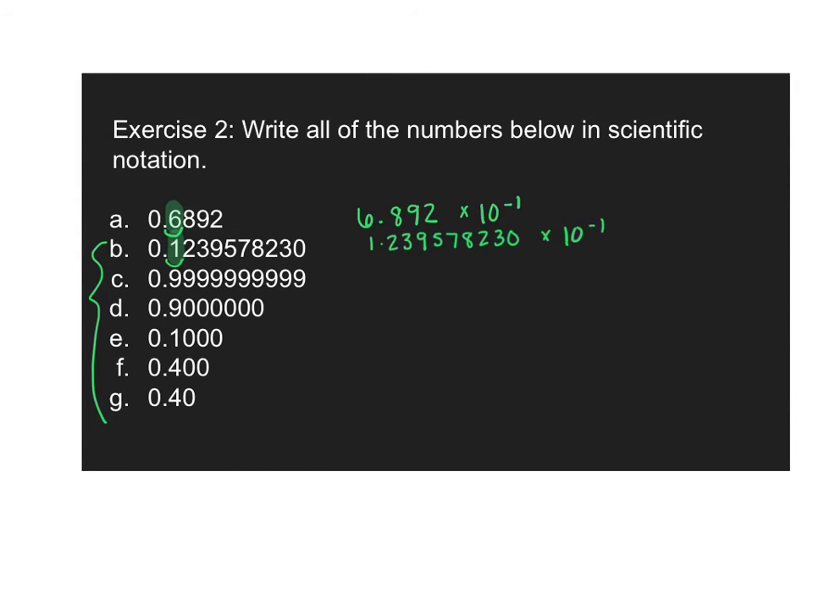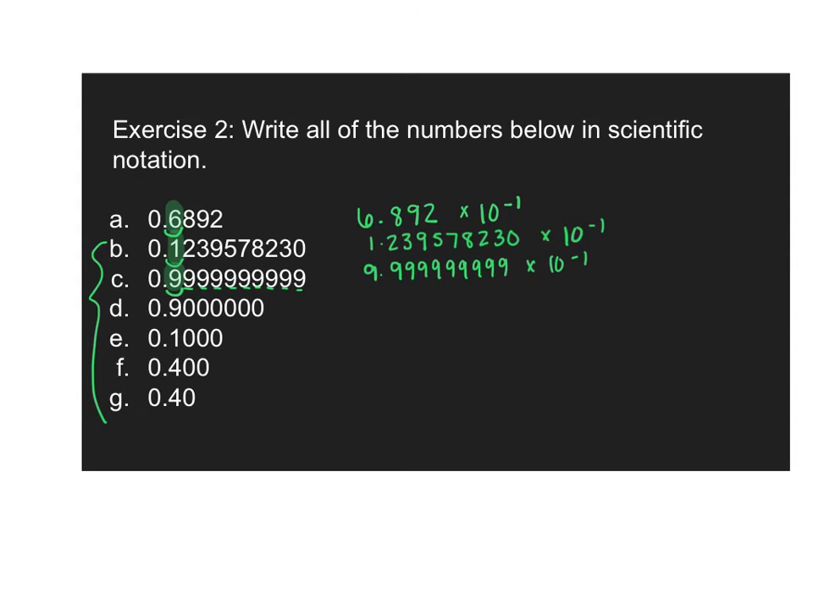Next one, 9 is my leading digit. This becomes 9 point. Well, there are 1, 2, 3, 4, 5, 6, 7, 8, 9 nines, and I need to include all of them. And I'm just moving my decimal point back 1.